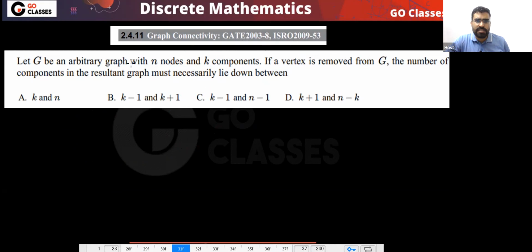Now, what is the answer for this question? Remember, G is an arbitrary graph with n nodes and k components. If one vertex is removed from G, the number of components in the resultant graph must necessarily be between what? This is the question.